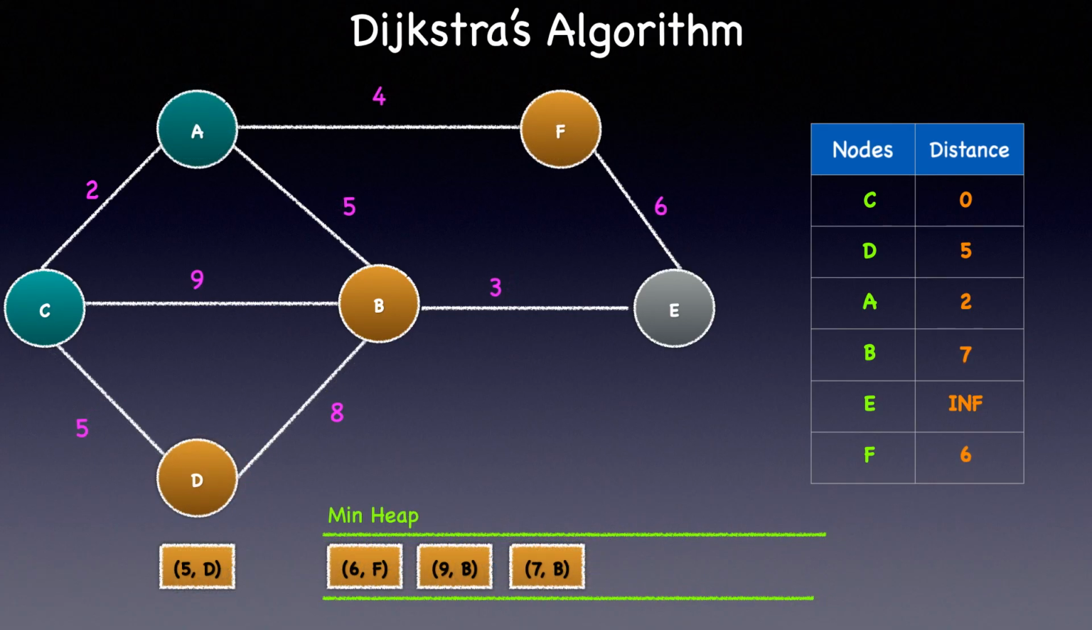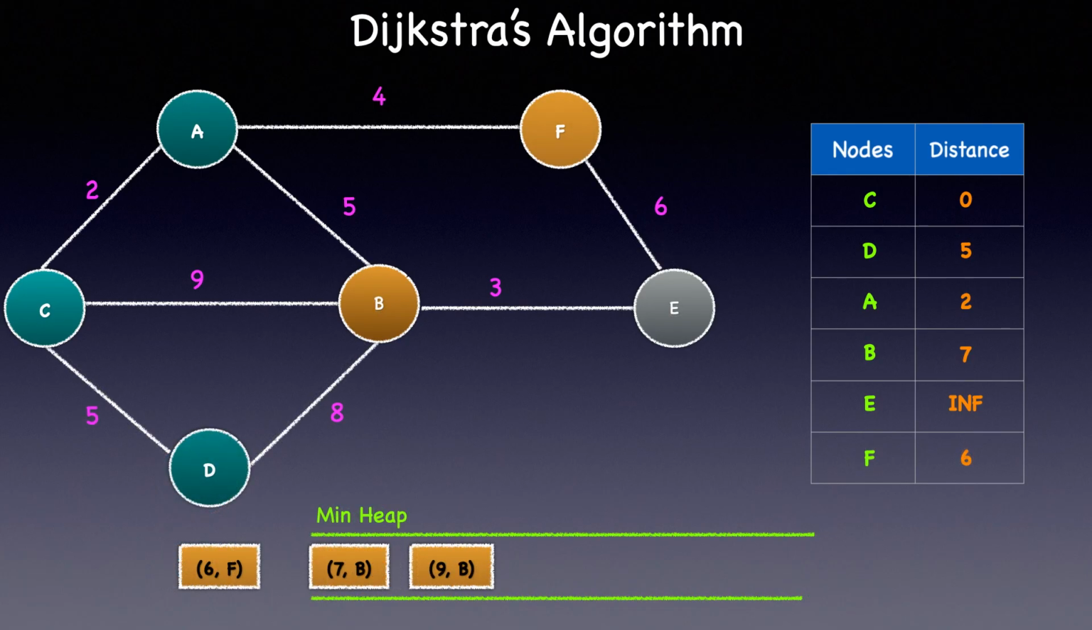Node D is connected to node B. The distance between D and B is 8 miles. The current cost of node D is 5 miles, so the total distance to node B is 8 plus 5 equal to 13 miles. Since 13 is greater than B's current cost of 7 miles, we will leave it as it is. With all neighbors of node D examined, we will mark it as explored. The next element with minimum cost is node F, and so we'll heap pop and process it next.